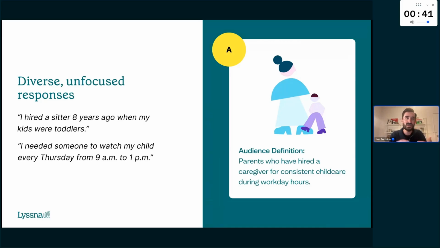That consistent and workday hours, those are subjective, right? So we might get people who opt in and say, yes, that's me, but aren't really specifically who we're looking for, if we're thinking of someone who is hiring for at least 3 days a week.